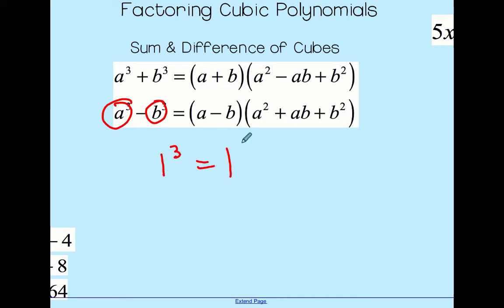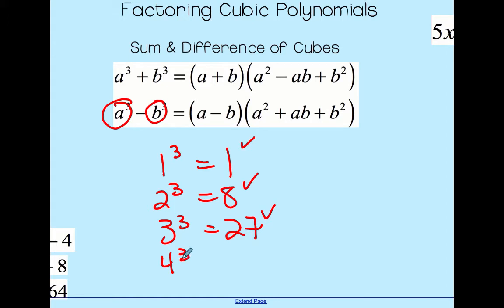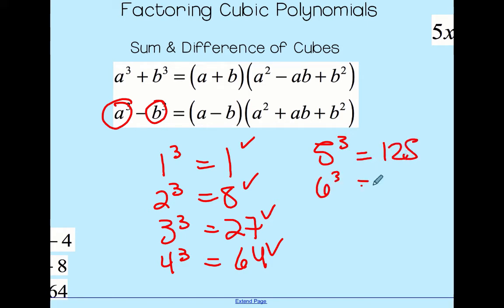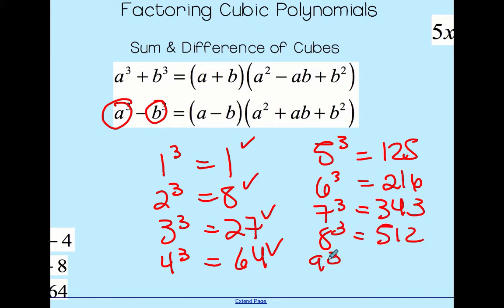1 cubed is 1, so 1 is a perfect cube. 2 cubed is 8, so 8 is a perfect cube. 3 cubed is 27. 4 cubed is 64. 5 cubed is 125. 6 cubed is 216. 7 cubed is 343. 8 cubed is 512. 9 cubed is 729. And 10 cubed is 1,000. So those are the first 10 perfect cubes.